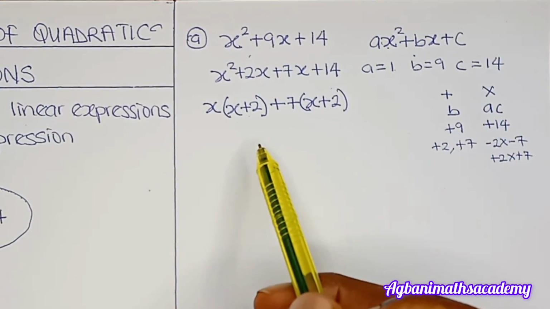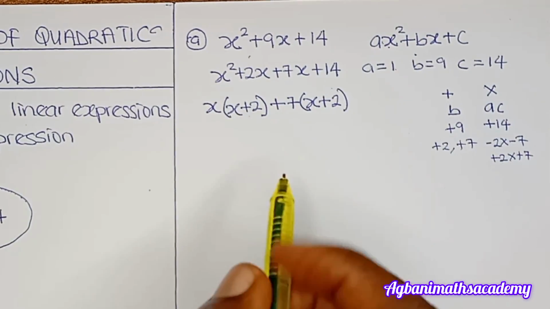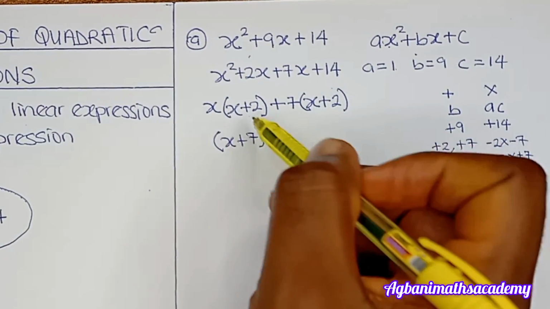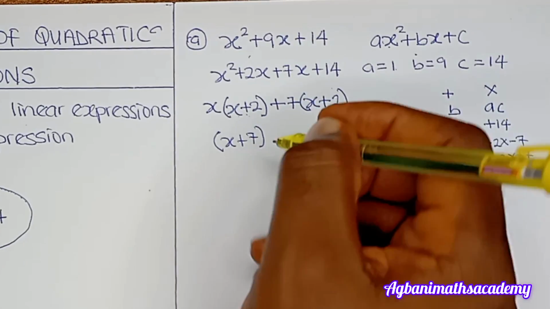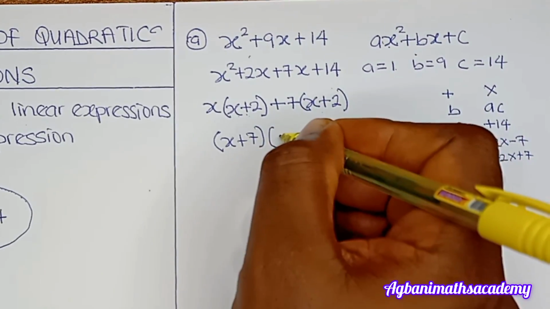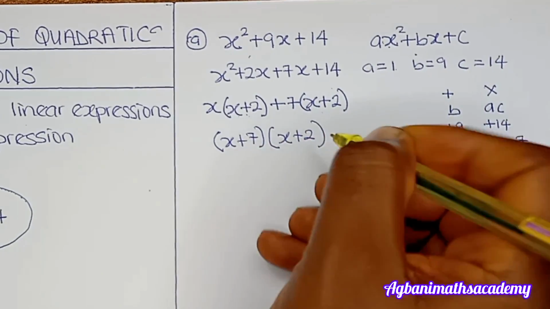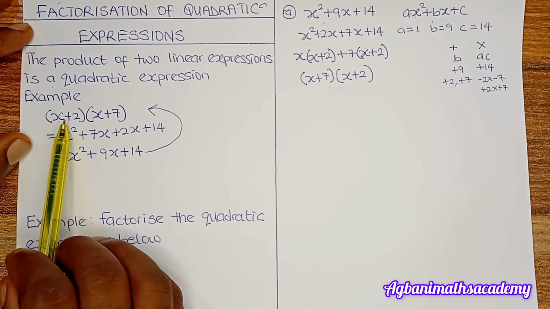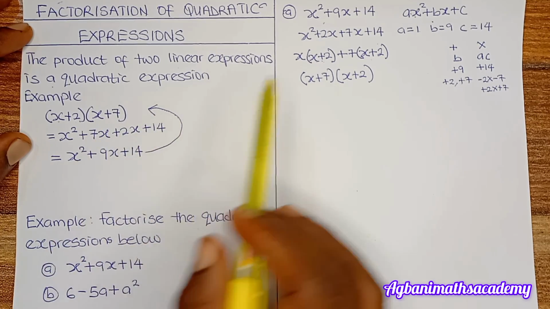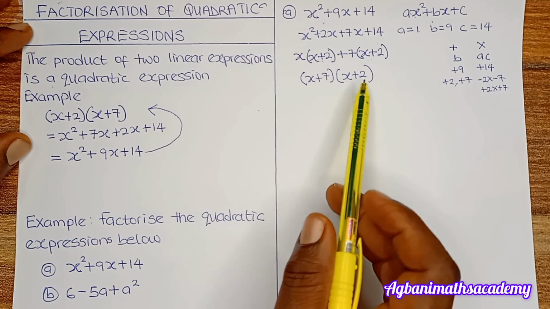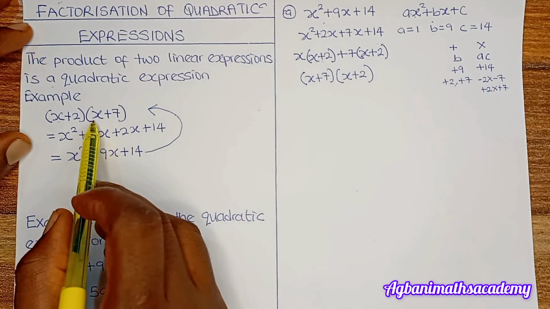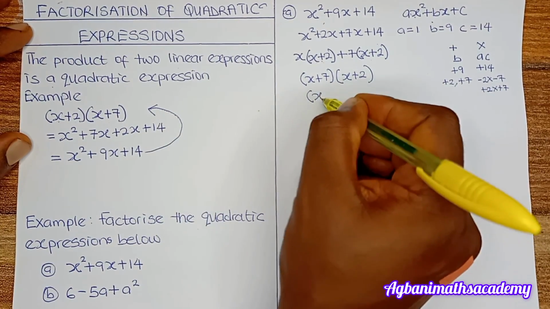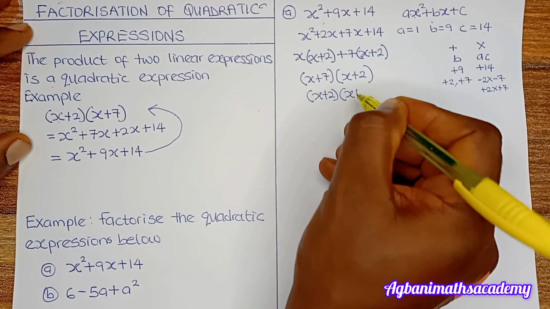So at this point, we bring the values outside the bracket together. This will give us x plus 7. And since the values inside the bracket are the same, we simply pick out one as x plus 2. So let's look at what we have and compare it with what we had here. We have x plus 2 into x plus 7, x plus 7 into x plus 2. We can rewrite it to be like this because they are the same thing. So we can have it as x plus 2 into x plus 7.